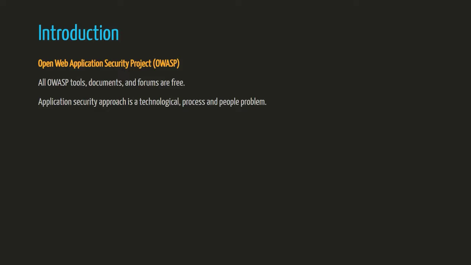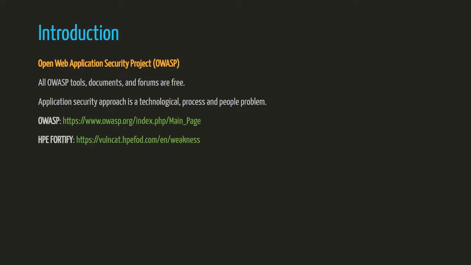We indicate the application security approach as a technological, process and people problem, because an effective approach to application security includes improvements in all areas. And for sure you can find much more information on the OWASP site at owasp.org and on the Fortify site. Fortify is a tool to discover security issues in our code using static and dynamic analysis.